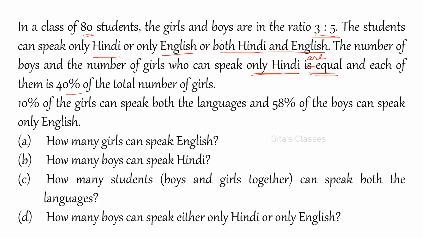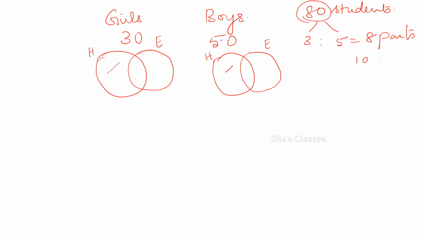And what are they? 40% of total number of girls. What is total number of girls? 30. In that 40% means what? You cancel these two 0s, 3 4s are 12. So 12 is the answer.